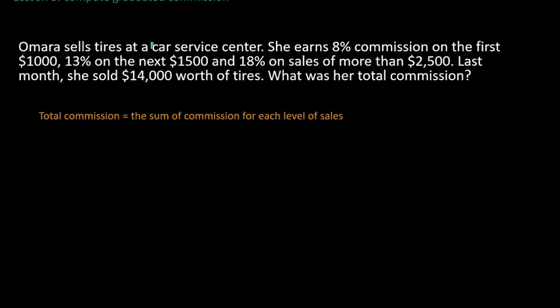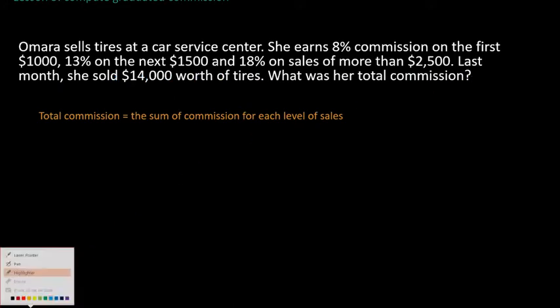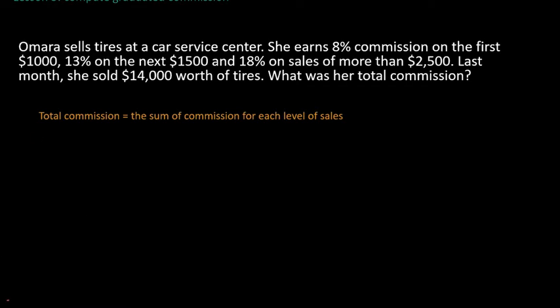Let's say Omara sells tires at a car service center. She earns 8% commission on the first $1,000 in sales, 13% on the next $1,500, and 18% on sales of more than $2,500. Last month, she sold $14,000 worth of tires, and we want to know what was her total commission. So sometimes what I'll do is, I know they mentioned 3 commission levels, so since I know I need to take the sum of commission for each level, I'll set up my 3 little sets of parentheses.